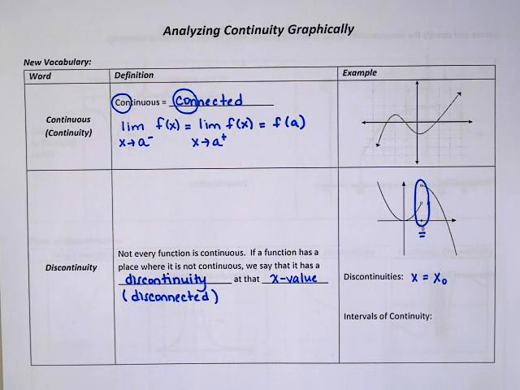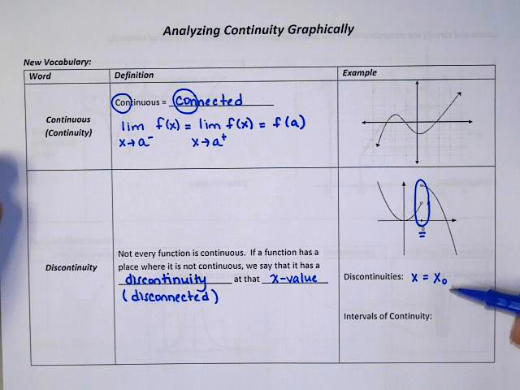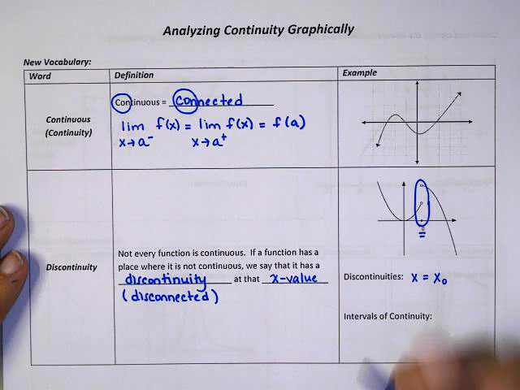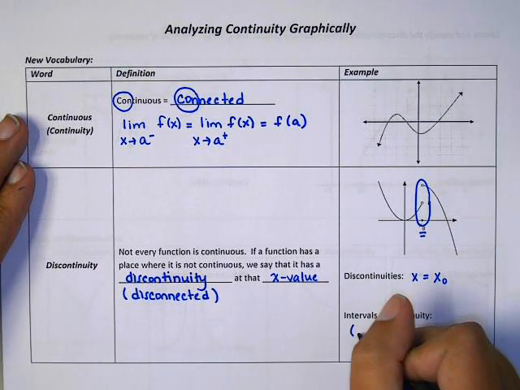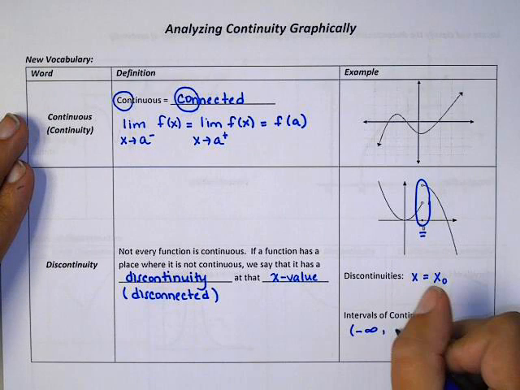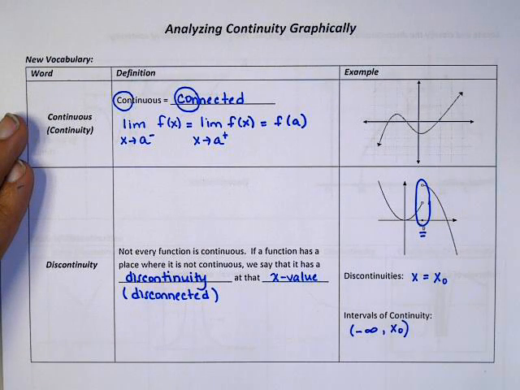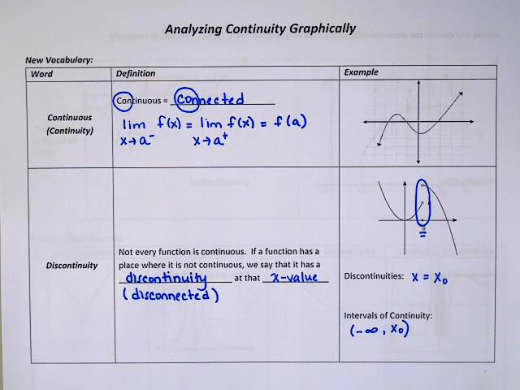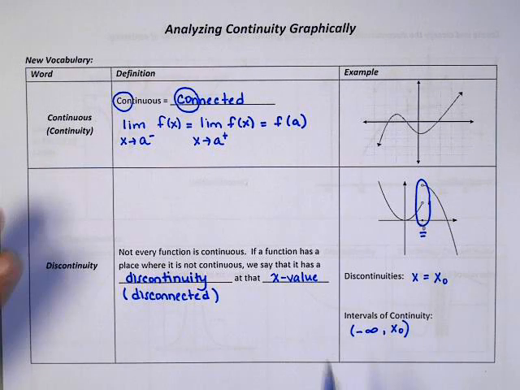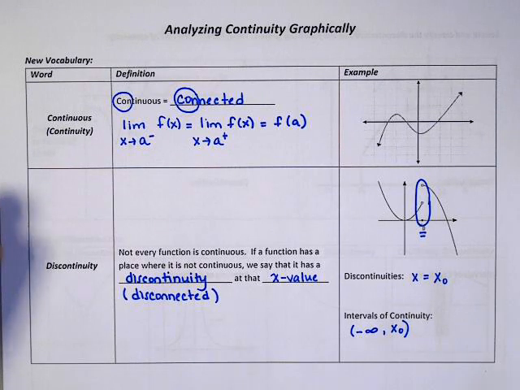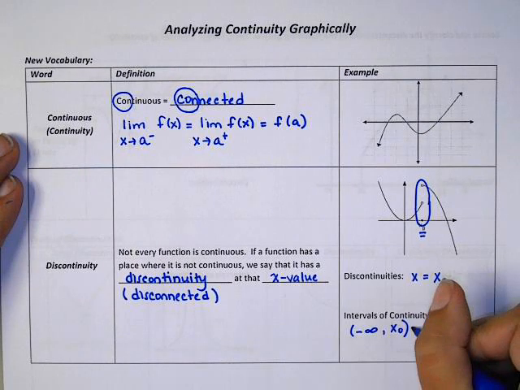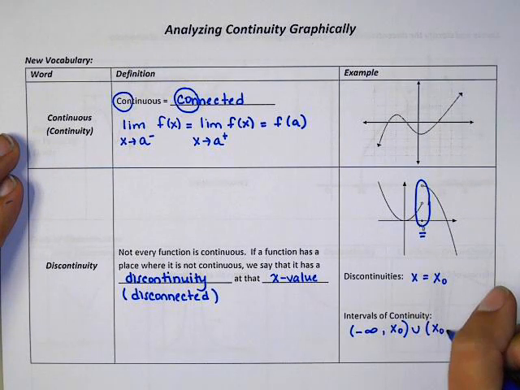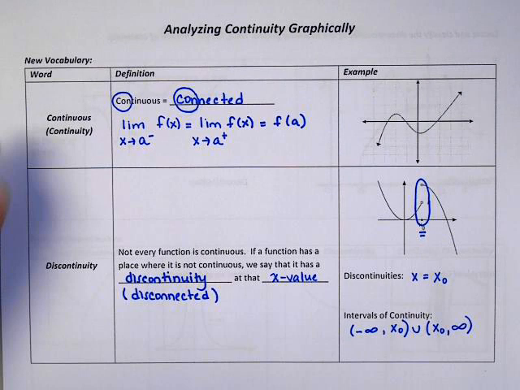x sub 0 is what we're calling that specific x value. And if I said, what are the intervals where this graph is continuous? So this is where I'm disconnected. Where are you connected? We would use interval notation to explain that. So we would say that we are connected from negative infinity through x sub 0. And I'm making those open brackets because I'm not including the endpoints here. I can't include negative infinity because it's not possible. And I'm not including x sub 0 because I'm not continuous there. And then I would say union, and then x sub 0 through infinity.